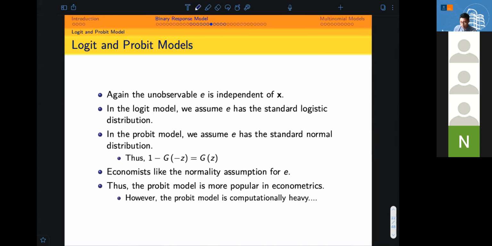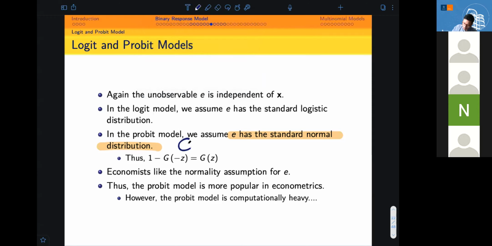Several remarks before we discuss several particularities. First one is that the unobservable e is going to be independent of x. In the Logit model, we assume e has the standard logistic distribution. And in the probit model, we're going to assume that e has a normal distribution. So what's the thing about a normal distribution?